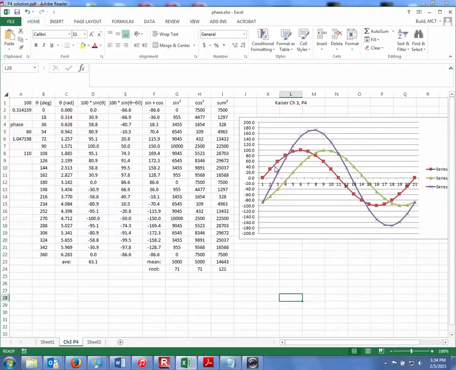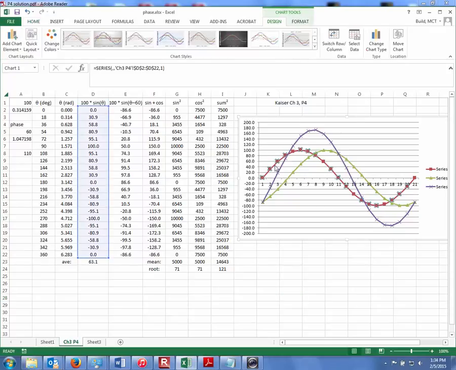So the red line is sine, and that should look exactly like a sine wave to you, right? The green line is not a cosine, it's the phase shifted sine. So the sine wave itself is just shifted by 60 degrees. So that's what that is.